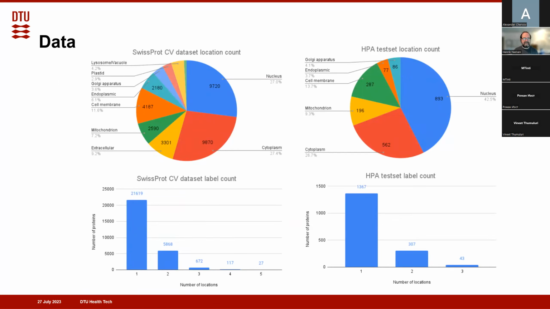So the composition of the datasets look like this. As you can see, nucleus and cytoplasm are the 2 big categories, and then we have extracellular, mitochondria, and cell membrane, also quite large categories, while peroxisome is so small it's not even labeled. See if I can use the HPA dataset.